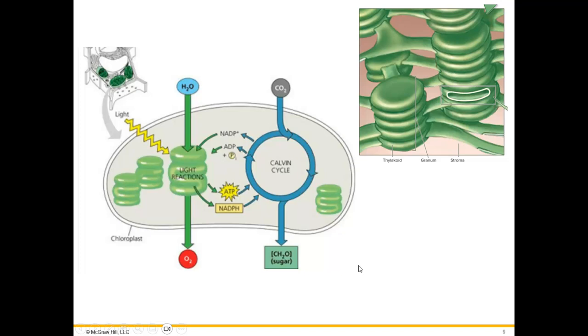Here you can see that happening. So here we've got our light reactions in our thylakoid. It's really mostly taking place in the membrane. The light is going to interact with that thylakoid membrane. We are also going to take up water into the thylakoid membrane. And as a result, that water is going to be split so that we can actually get the hydrogen that we need for this NADPH molecule.